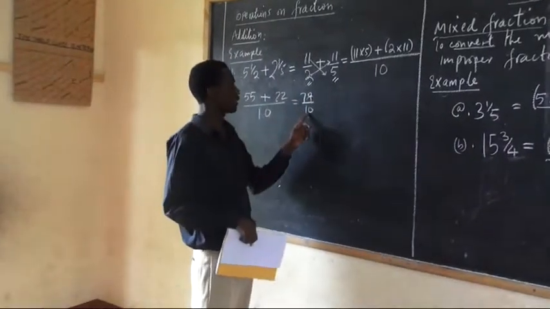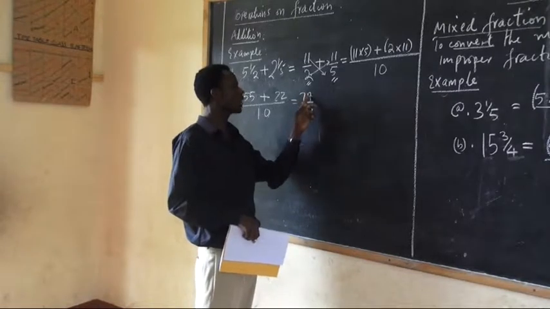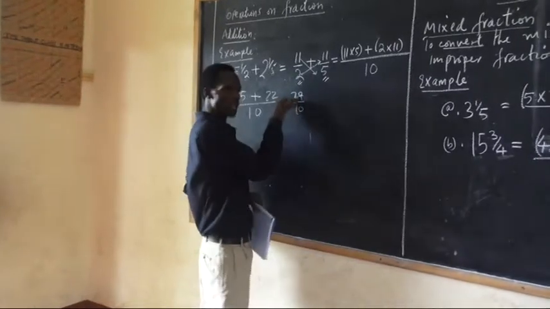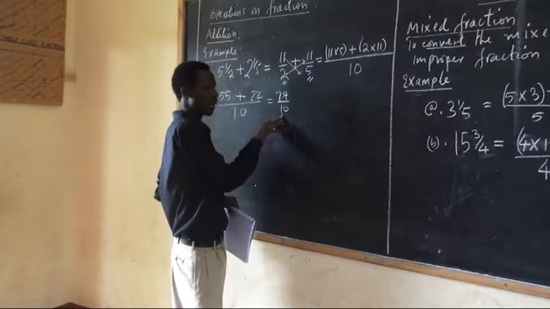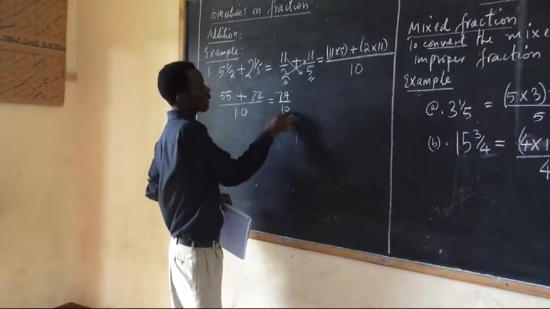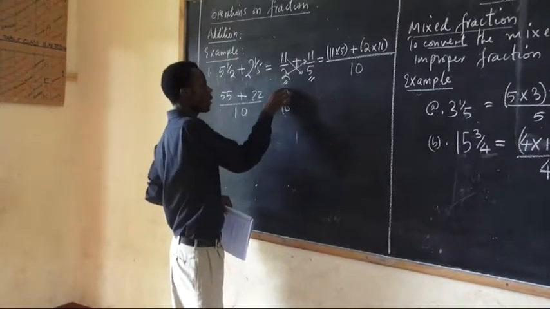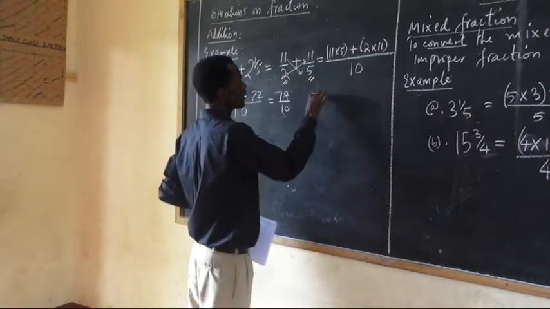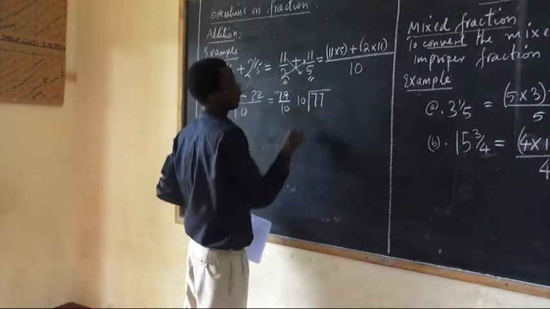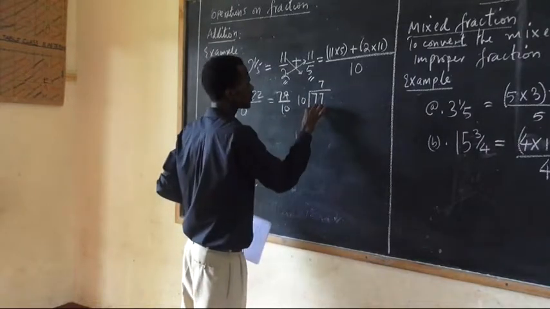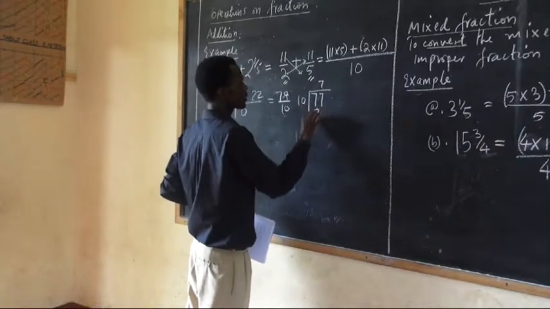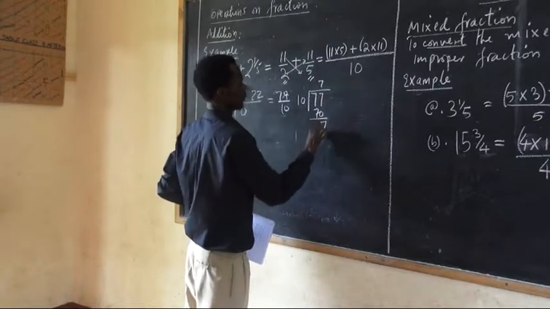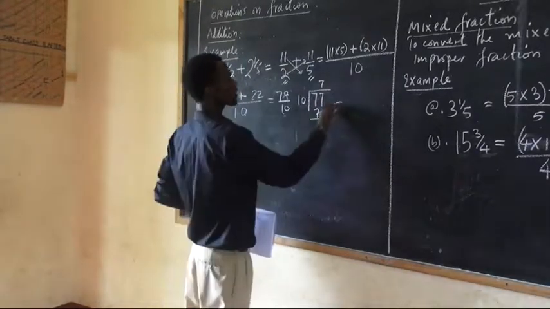77 over 10, you take the numerator divided by the denominator. Unachukua namba ya juu, unagawanya kwa namba ya chini. You take the numerator divided by the denominator. Now it is 77, you divide it by 10, which is equal to 7, and you remain with 7.